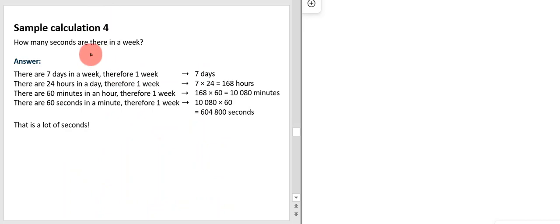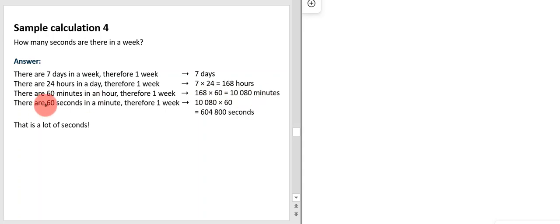Time is pretty straightforward. Again, what's important is that you're able to go between the different units of time. For example, if you're asked how many seconds there are in a week, you need to be able to work that out. There are 7 days in a week, therefore 1 week is equal to 7 days. There are 24 hours in a day, therefore 1 week is equal to 7 multiplied by 24, which is 168 hours. There are 60 minutes in an hour, therefore in 1 week you have 168 multiplied by 60, which is equal to 10,080 minutes in a week.